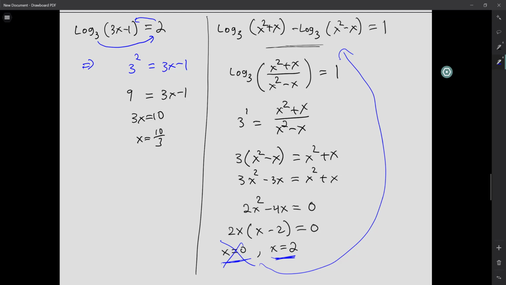So I only have the one answer, x equal to 2, even though I had what would have been a quadratic. And that's a consistent problem with logs: when you get an answer, make sure that your answers actually work inside of each of the individual logarithms of the original question.